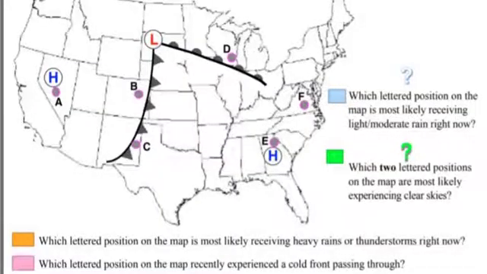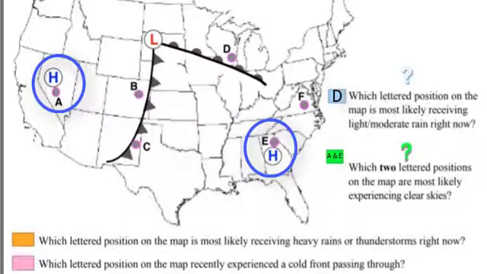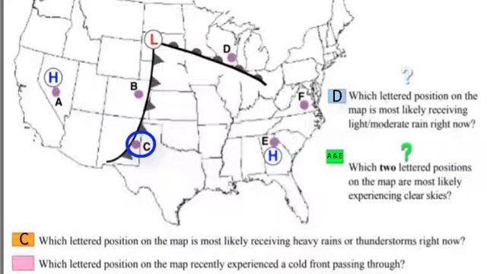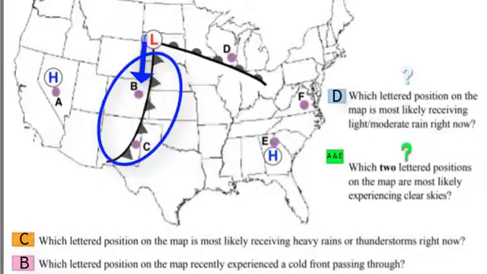The letter experiencing light to moderate rain right now would be D because the warm front is about to pass over it. The two lettered positions on the map that are experiencing clear skies would be A and E because they are near the high pressure systems represented by the blue H's. The letter that is experiencing heavy rains right now would be C because it is currently getting hit with a cold front. And the letter position that recently experienced a cold front passing through would be B because it is directly behind the cold front on the map.